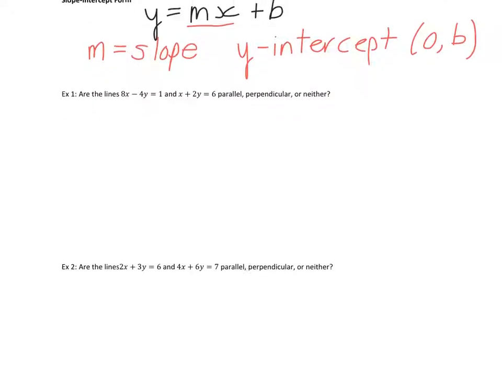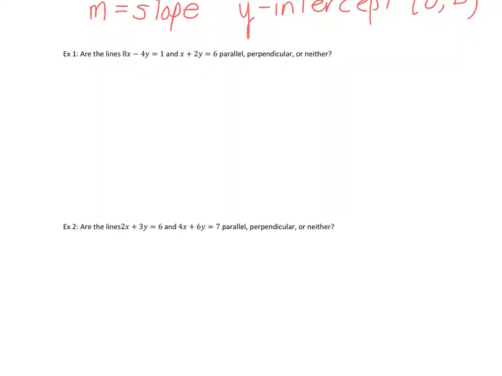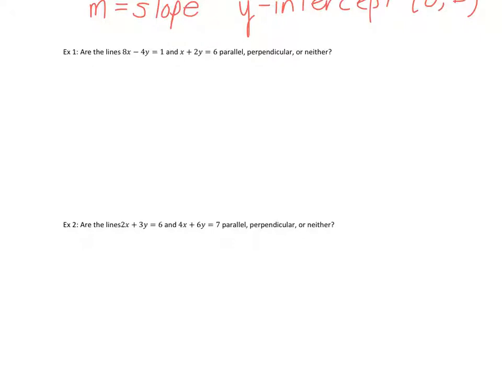So let's look at this first example. Are these two lines, 8x minus 4y equals 1 and x plus 2y equals 6, parallel, perpendicular, or neither? Well, we can determine that by comparing the slopes. If they're parallel, the slopes are the same. Perpendicular, they're negative reciprocals. And if it's any other case, we would say neither. So to find the slope, we can put it in slope-intercept form. So for both these lines, we're going to solve for y.